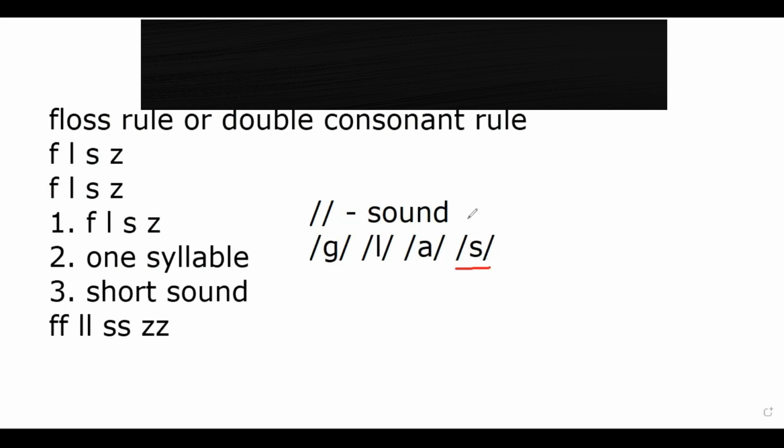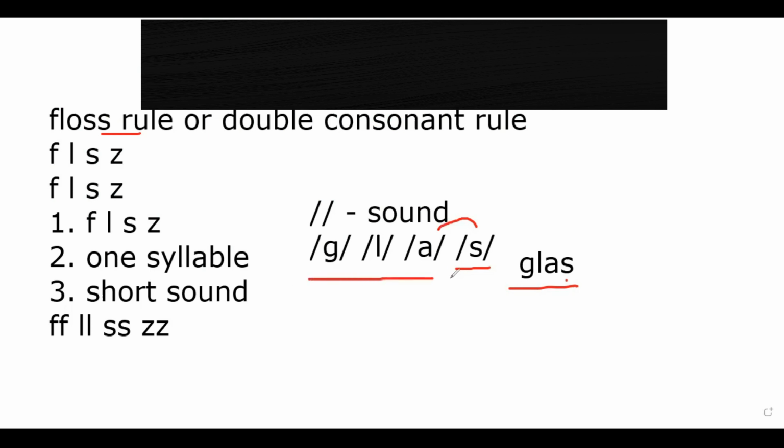Directly we can't write G-L-A-S alone. As per the sound, if we write G-L-A-S alone, then our spelling is wrong. To avoid spelling mistakes, we are using this rule. If the S sound is at last, just check the before sound. The before sound is a vowel. The vowel makes the short sound. The before sound is A, which is the short sound of letter A.